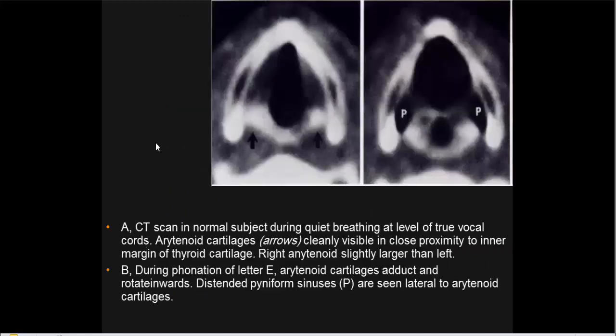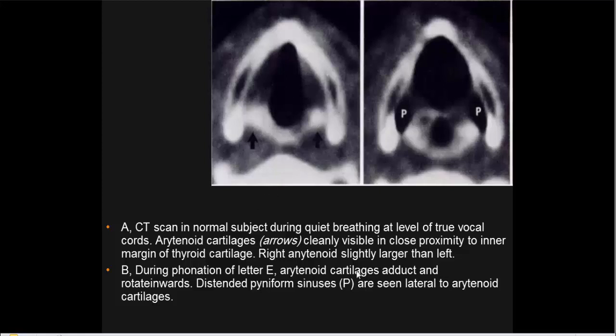What is the value of phonation scan? In a normal subject during quiet breathing, at the level of the true vocal cord, the arytenoid cartilage is clearly visible in close proximity to the inner margin of the thyroid cartilage. The right arytenoid is normally larger than the left. This is quiet breathing, no phonation.